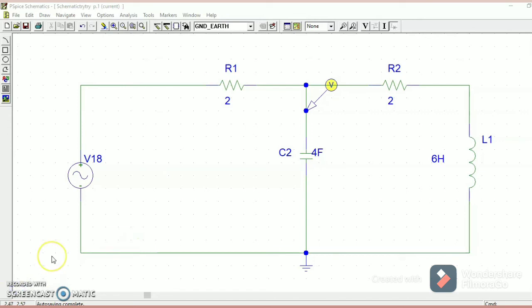Now I will present the simulation part. In our circuit, the components that we use are R1 2 ohm, R2 2 ohm, capacitor 4 farad, inductor 6 Henry, and for the supply is VSIN. The reason we use VSIN is to get a sine graph. Now let's run the simulation.